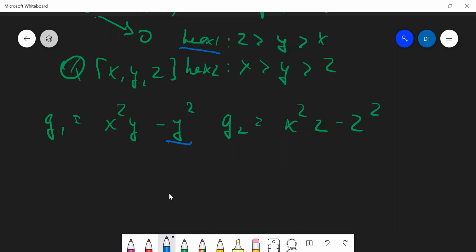This one is higher because first we compare the z component. In both cases, the degree of z is zero. Then we compare the y component, and here it's two, so it's higher. So for lex one, this is the highest term, and in the second polynomial, z squared. Do you agree with me? Yep. Okay, so now, as you can see, the leading terms are coprime.